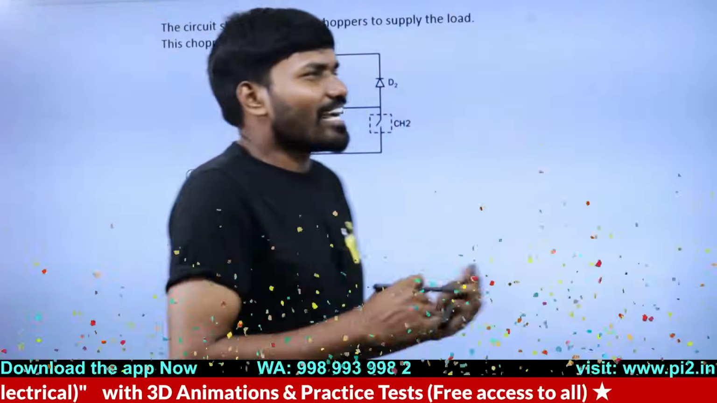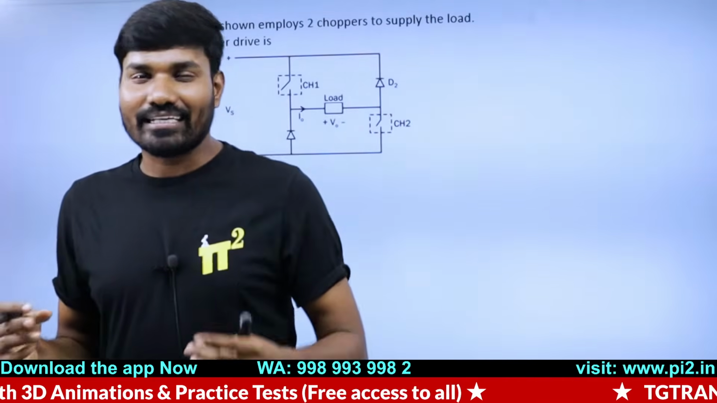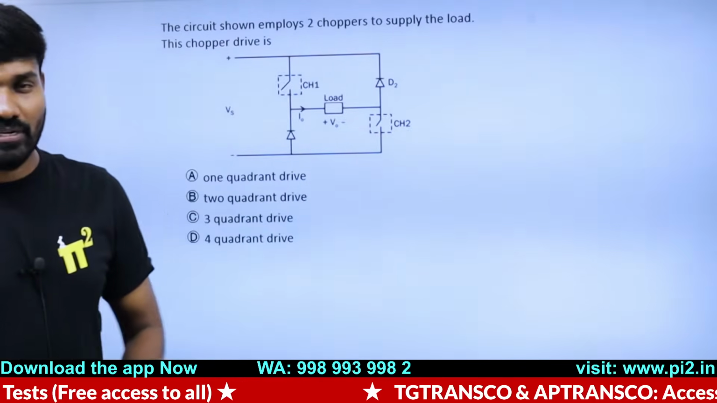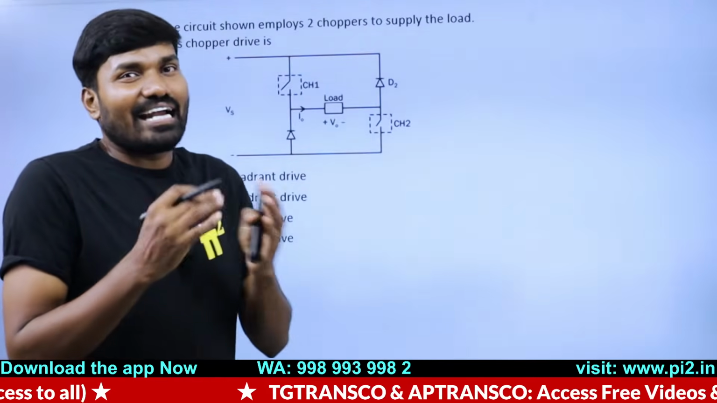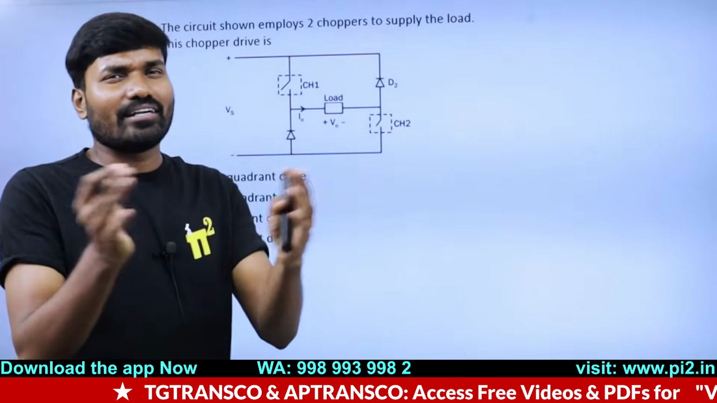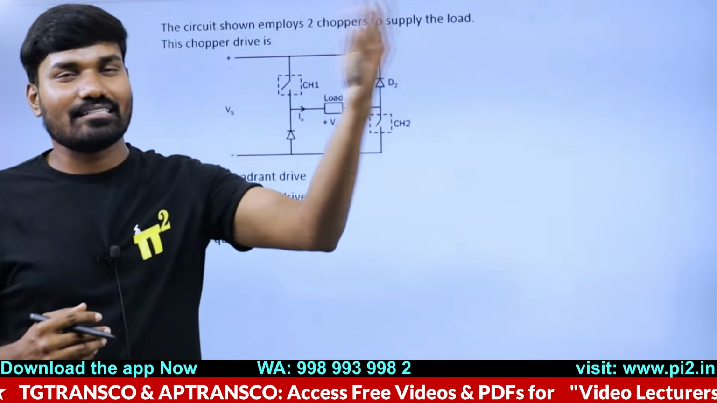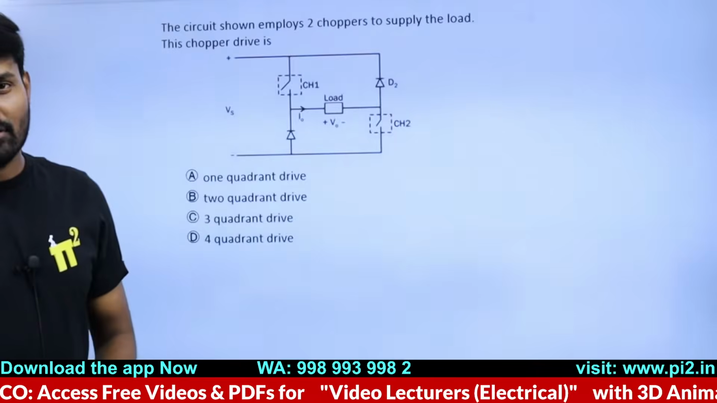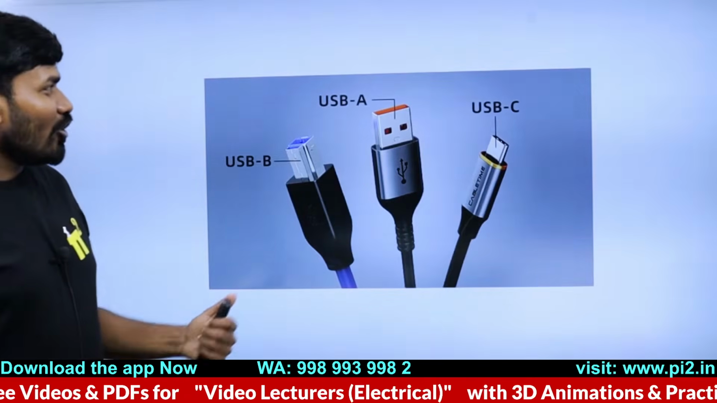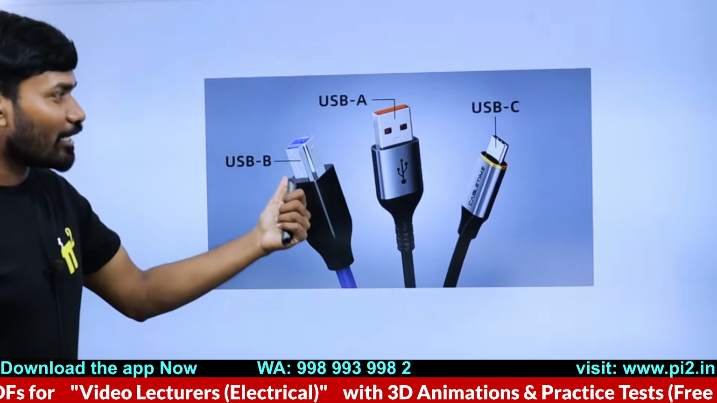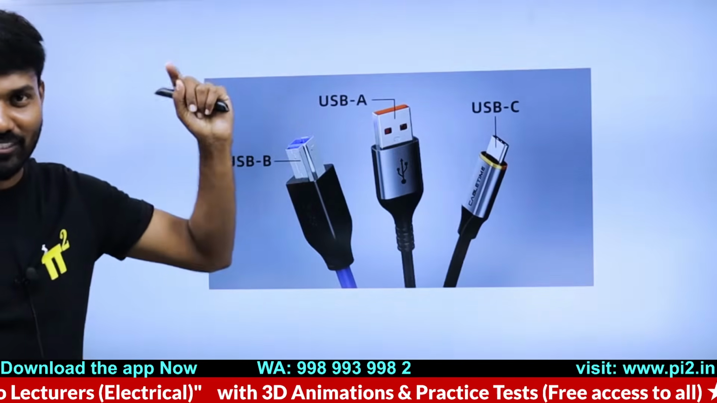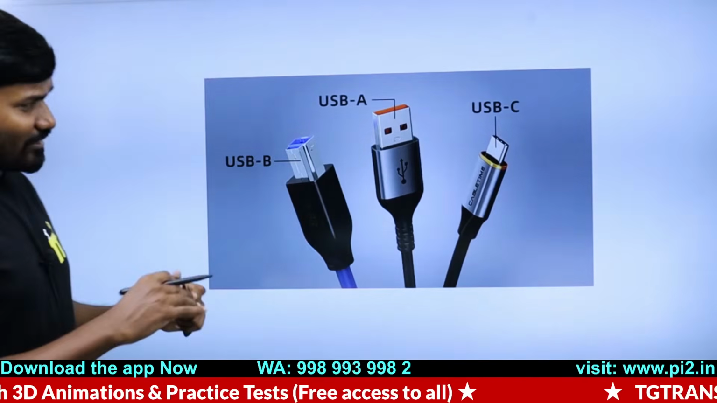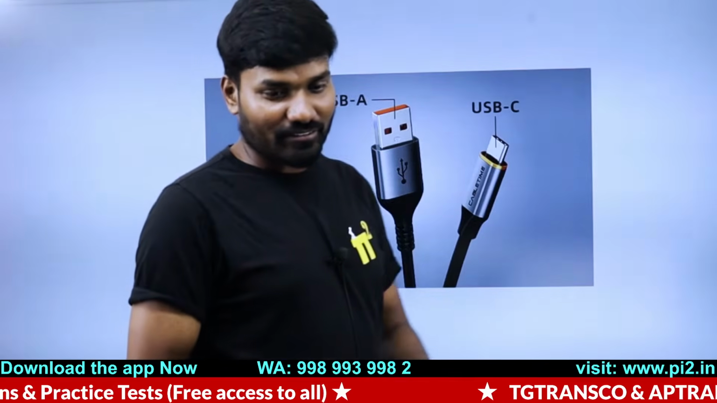This type A, type B, type C, type D, type E is just like your USB cables. They have to categorize these. They call it type A, type B, type C, type D, or class A, class B, class C, class D. It's just classification. Just like your USB cables, you know USB cables? Look at this: USB A type, USB B type, USB C type, USB D type. There are different types, right? A, B, C, D, goes on like that. Just like this, your choppers are also classified like this.